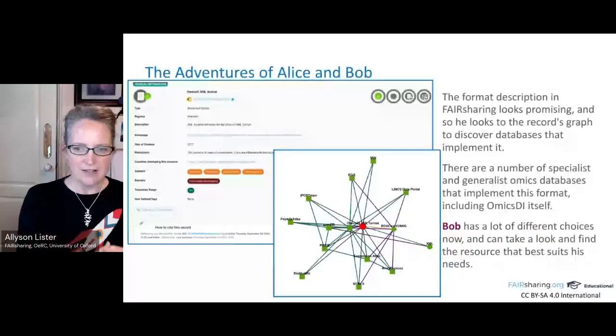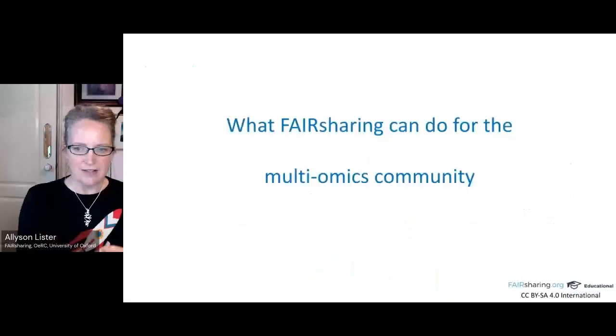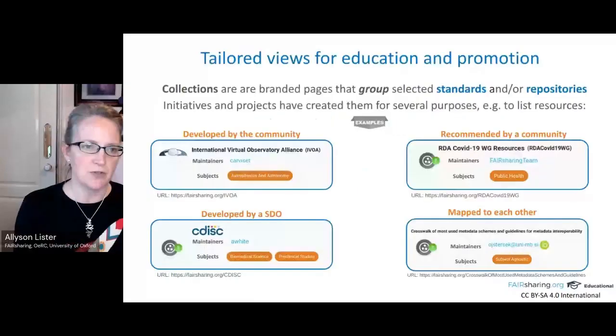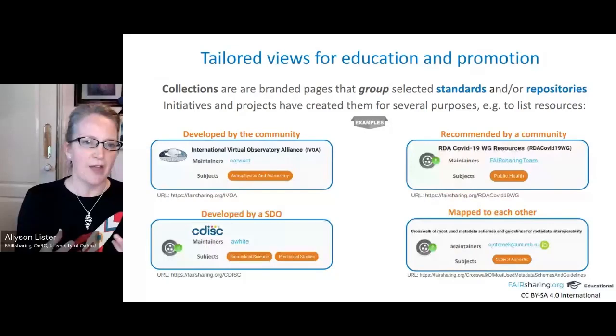Bob can take a look and find the resource that best suits his needs. To finish off, I want to talk a little bit about what FAIRsharing can do for you as a community, as opposed to an individual group or researcher with a set of data. What we offer to the community are tailored views for education and promotion of your community. These are called collections. They're branded pages that group standards and repositories together according to a particular criteria that you decide.